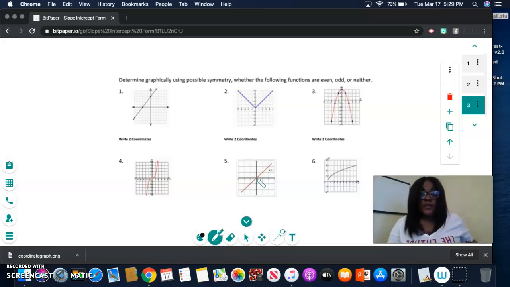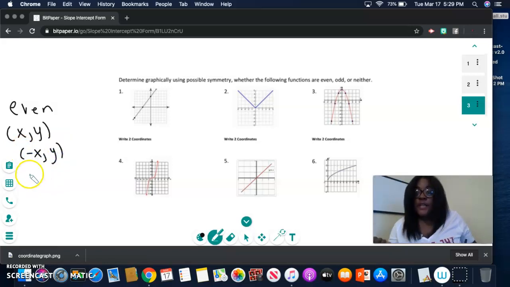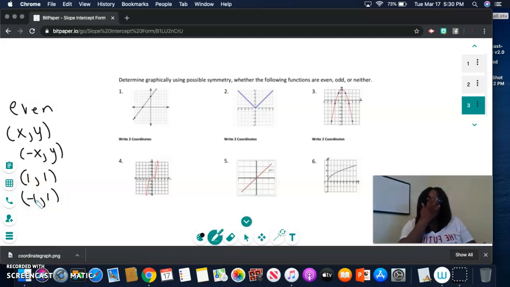Another way that we can do this is by checking the coordinates. So here to the side, I'll just write even. If you pick some coordinates and you start off with a positive x, y, it should match negative x, y. For example, if you have 1, 1 and you find another point on the graph that's negative 1, 1, then that function will actually be even.